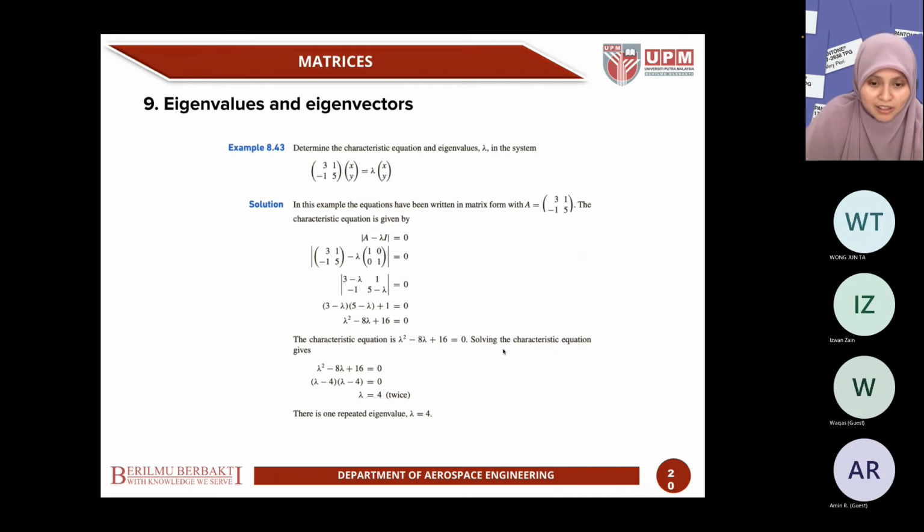In order to solve the characteristic equation, we can write it as lambda minus 4 times lambda minus 4, which means we only have one solution, which is 4. So there is one repeated eigenvalue, lambda equals 4, for this characteristic equation.